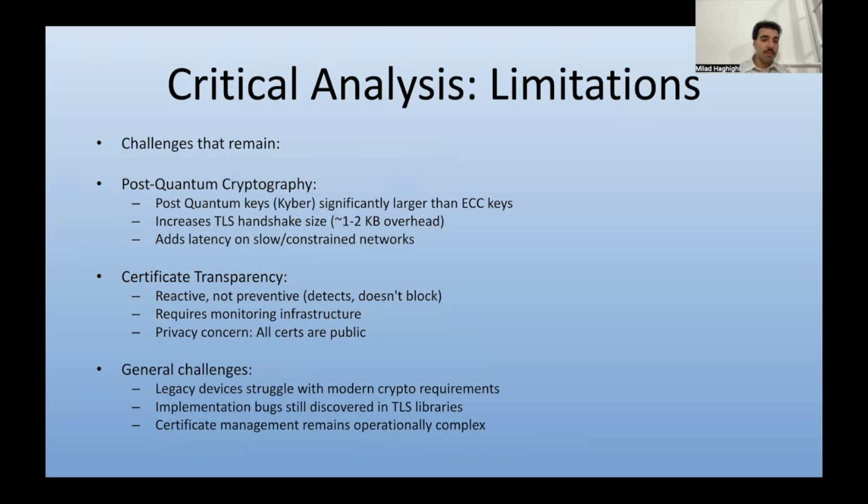The limitations, however, for these measures that we've taken are that post-quantum keys are significantly larger, adding overhead to the TLS handshake, which can cause latency on networks that are slow. And certificate transparency is not a preventative action, it's reactive. So you have to constantly monitor, and there are privacy concerns since all certifications are public.